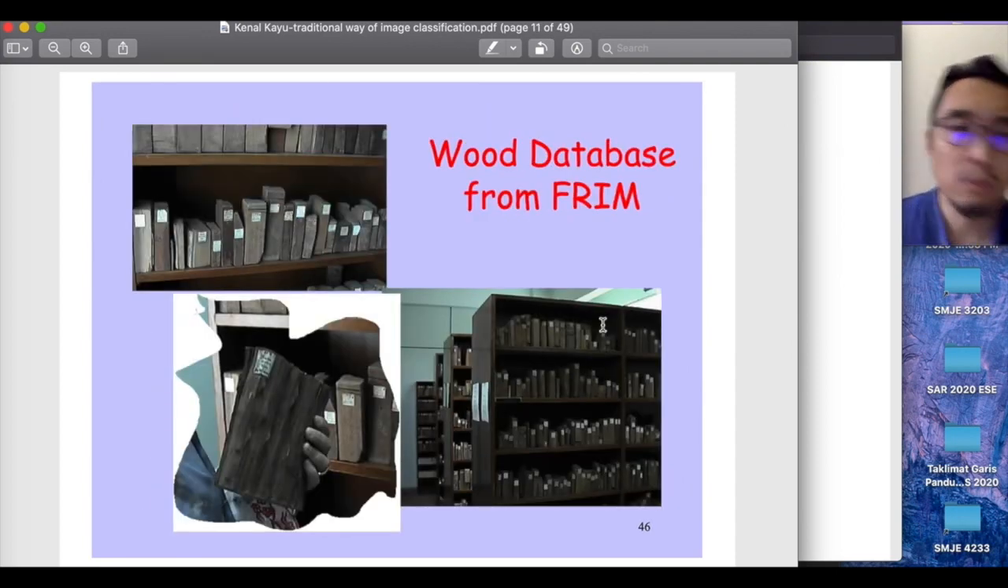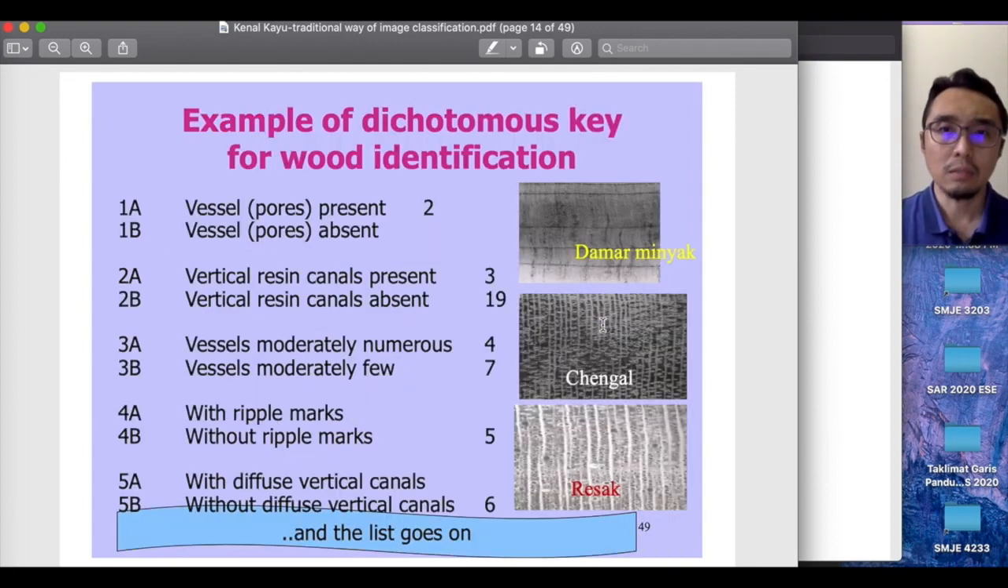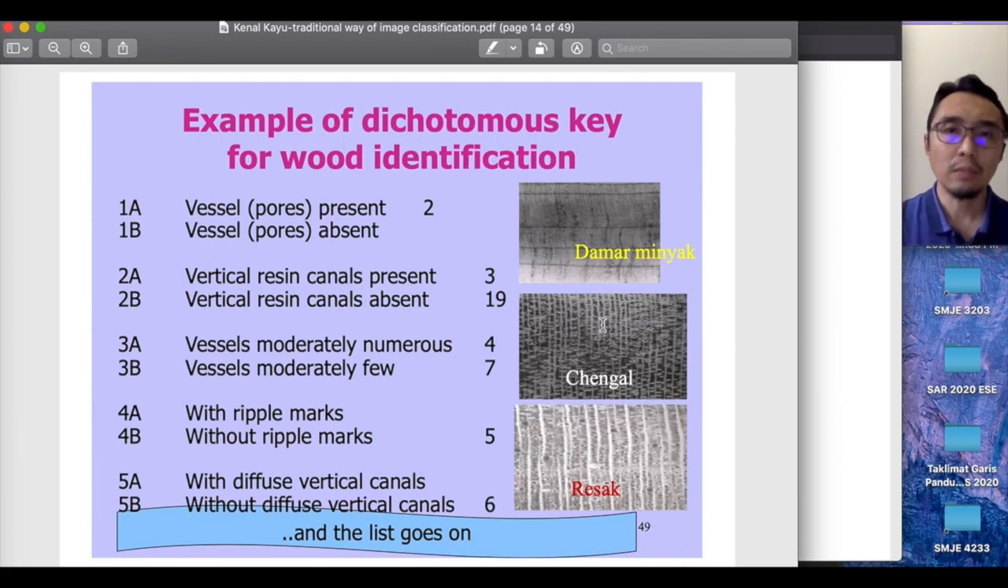So how do they do it? This is the traditional way, manual, using a human expert looking through a lens, and he can tell what type of wood it is. But we can take pictures of the cross-sectional area of the wood, and we can see that different wood types will give you different pictures.